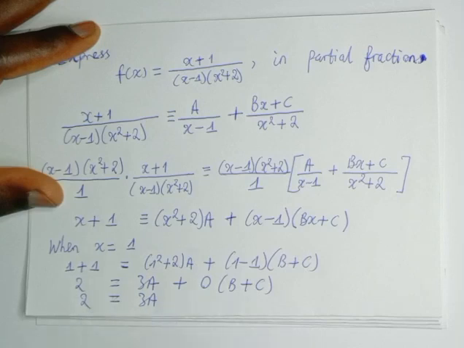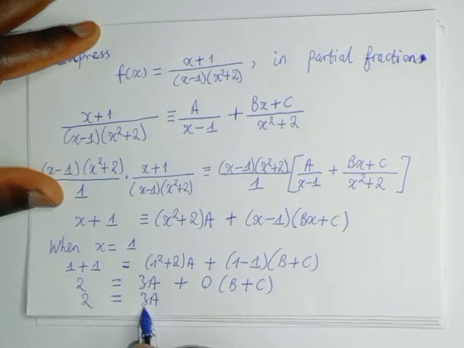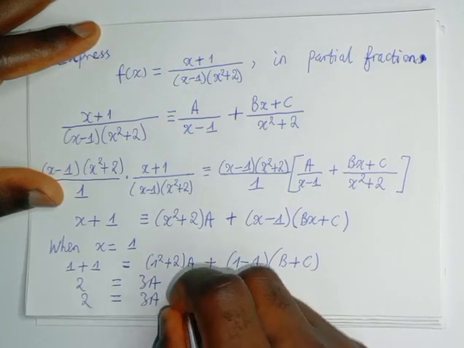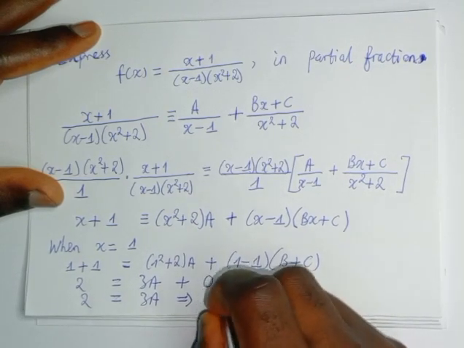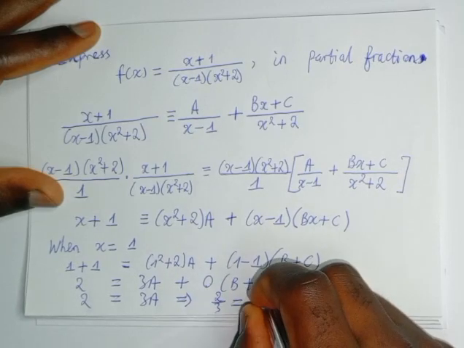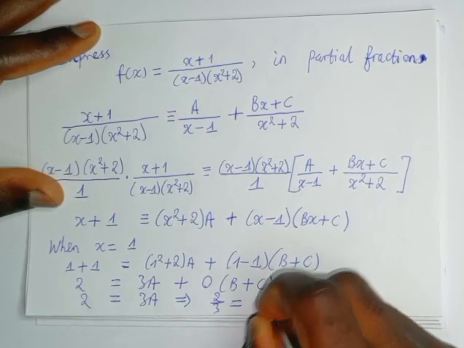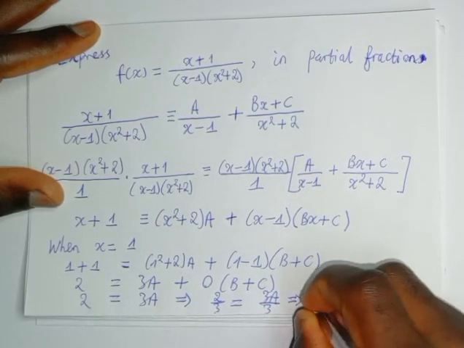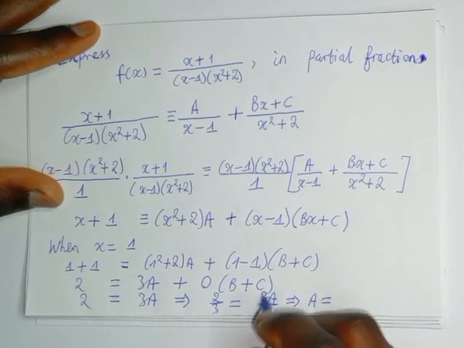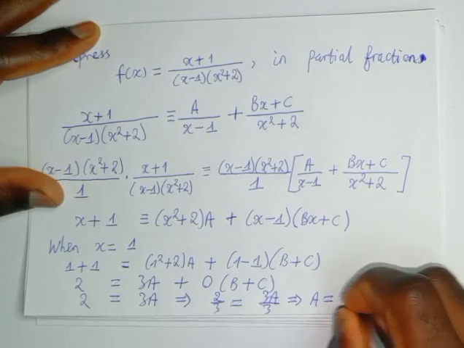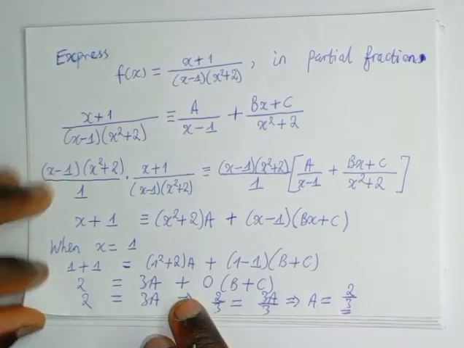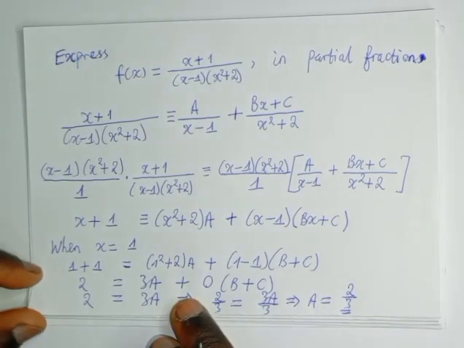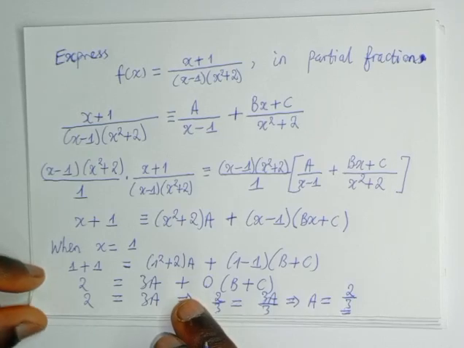At this level now, we can find the value of a by dividing all through by the coefficient of a, which is 3. Then 2 divided by 3 will be equal to 3a divided by 3. And this will give us our a to be equal to, 3 will strike off 3, a will be equal to 2/3. Now we need to find b and c.